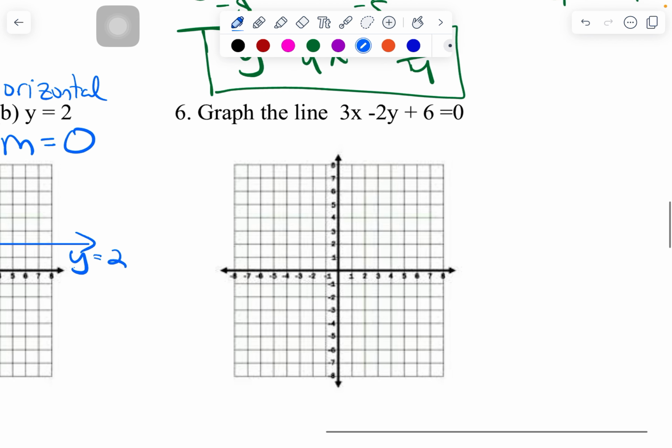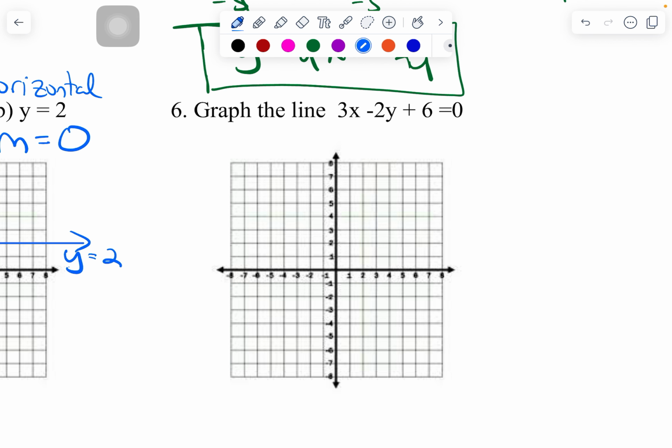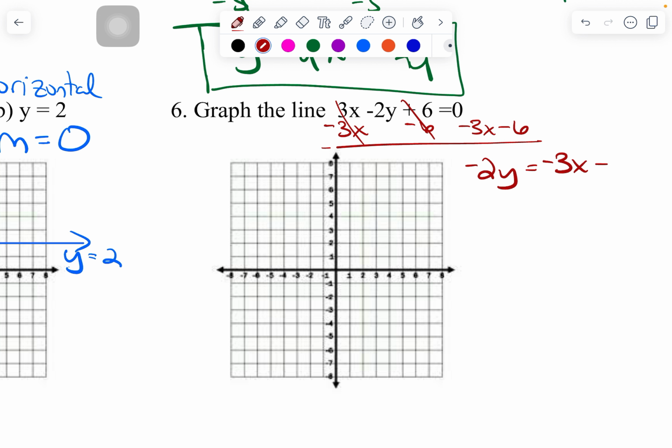Problem number 6, I want to graph the line. This is in general form. Love the format for writing the equation. Not a huge fan of this format for actually graphing it. So let's go ahead and get y by itself. So I'm going to subtract 3x and subtract a 6. Those two things are completely independent of each other, so they don't affect each other. You can do that at the same time. And then I'm going to go ahead and divide every term, every piece of the equation, by negative 2. So let's see, negative 3 divided by negative 2 is going to be a positive 3 over 2 x. Negative 6 divided by negative 2 makes positive 3.